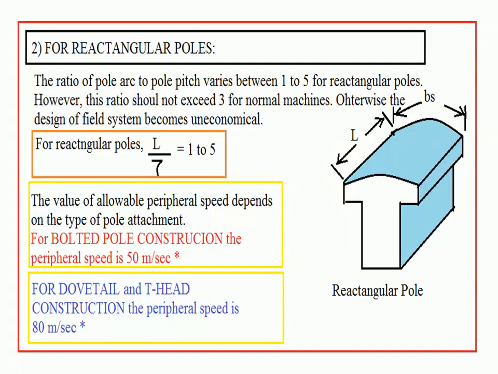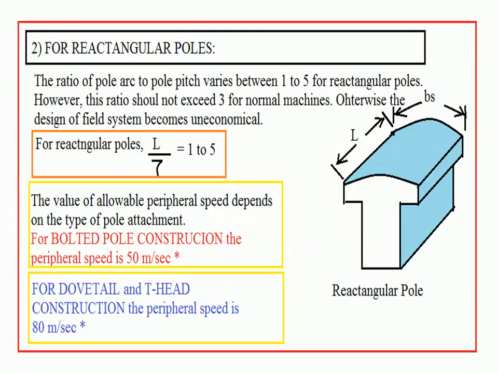The value of allowable peripheral speed depends upon the type of pole attachment. Again, it is another important aspect. If you are using bolted pole construction, the peripheral speed should be 50 meters per second or less. Getting the idea? If you are using bolted type construction, then the peripheral speed should be 50 meters per second.